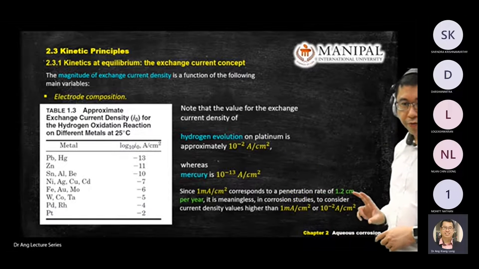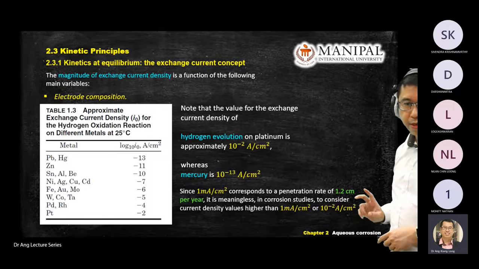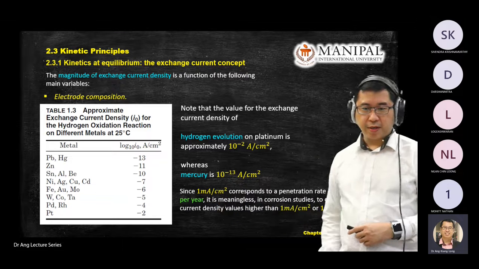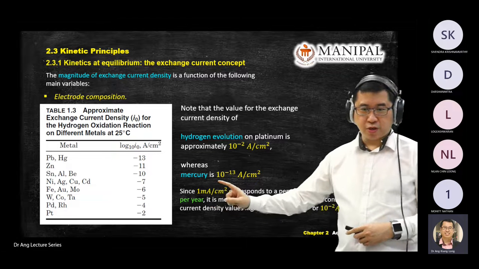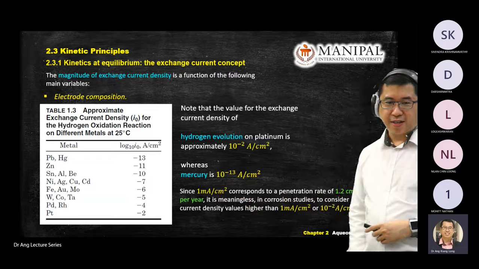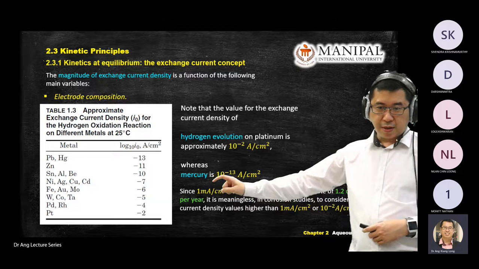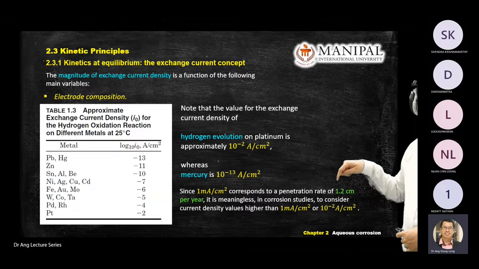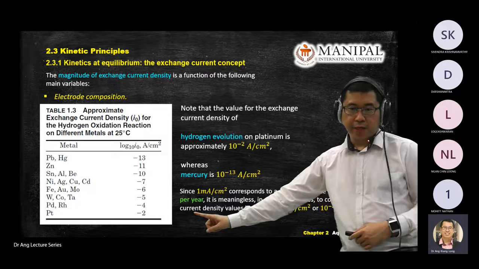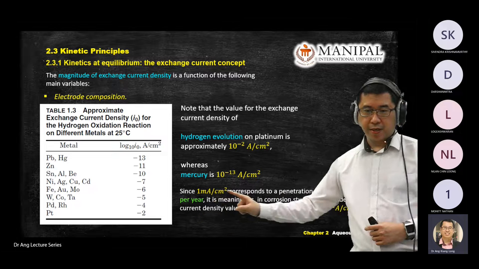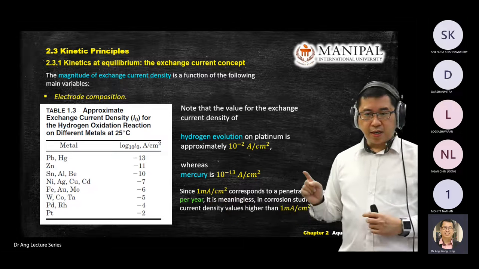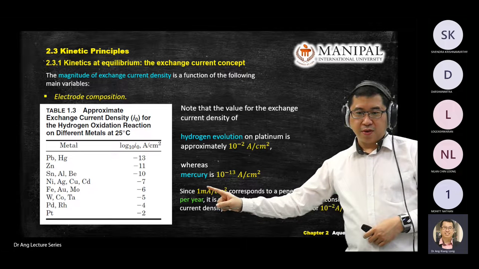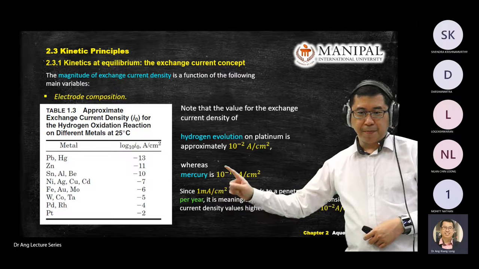And there's some add-on information for your normal corrosion analysis. We assume 1 microampere, you have to know what micro is, 0.001, 1 microampere per cm squared, can do a penetration rate of 1.2 cm per year. Okay, relate this statement. If the value inside this table is 1 microampere.